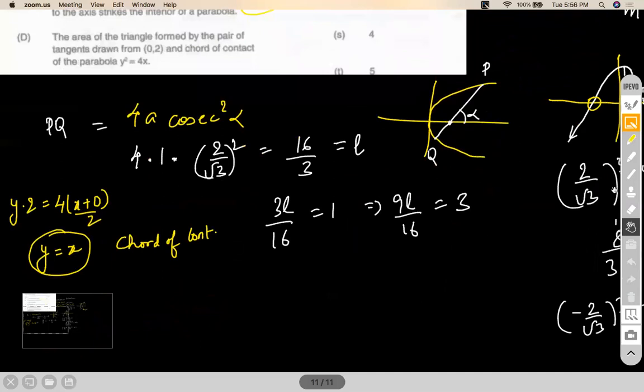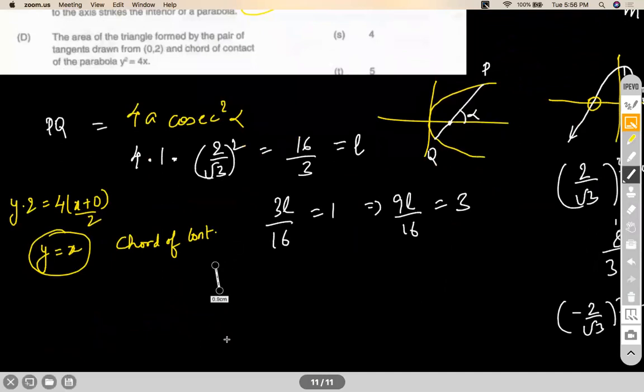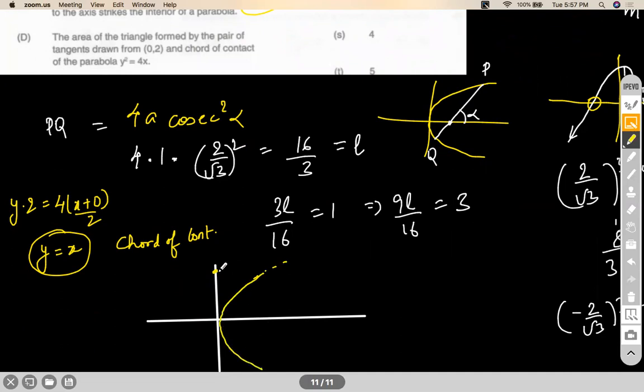Let me just draw the figure. 0, 2 will be here. This will be here. Now, try to understand here. If you see a situation like this, where this is y equal to x, and these are your pair of tangents. So we have to find the area of this triangle. Any shorter way to get this? So you can find the perpendicular distance on that base also.